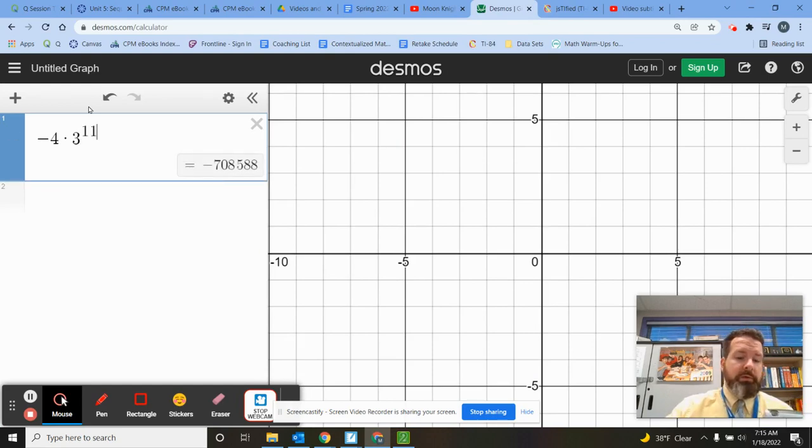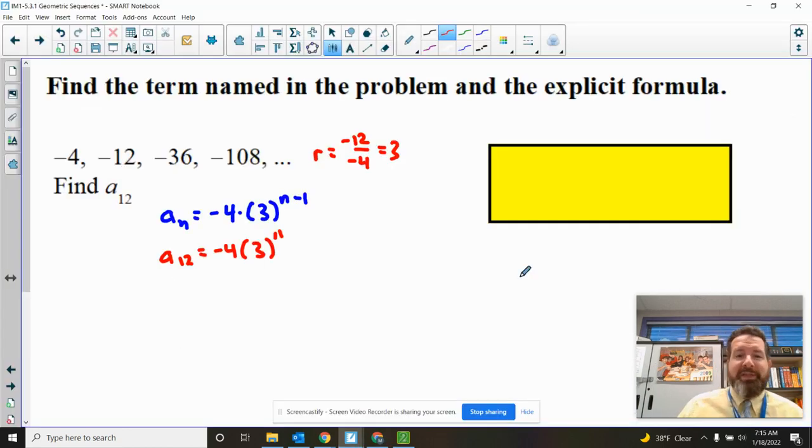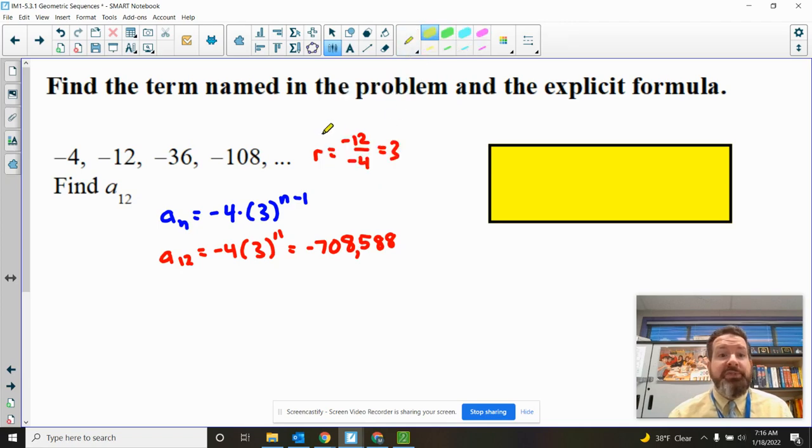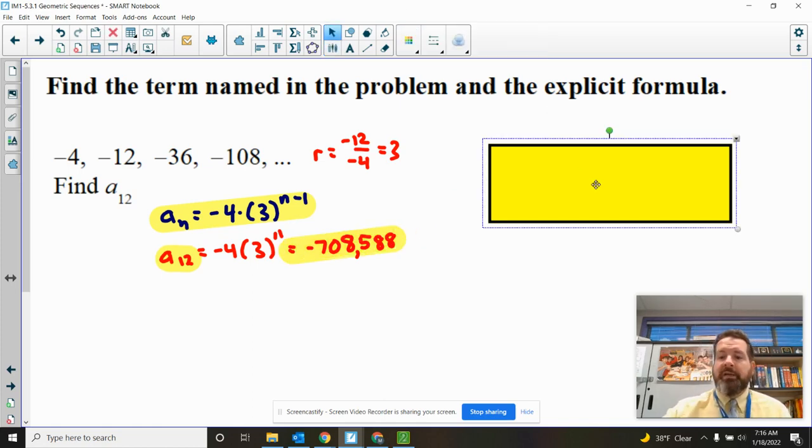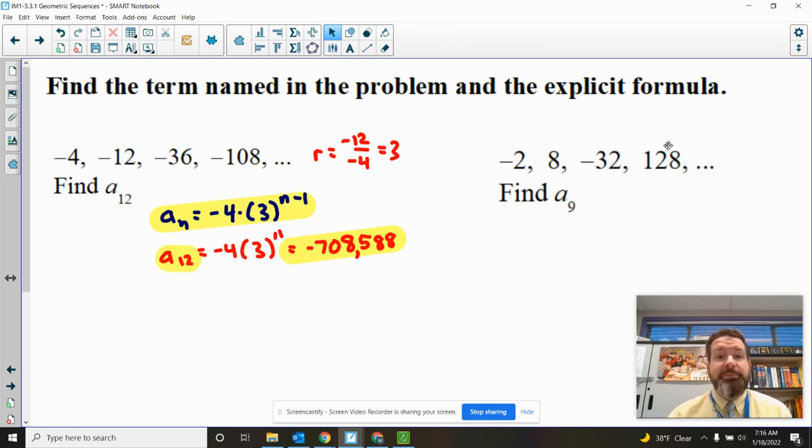Very big, very big. So that 12th term then is the number -708,588. When it's that big, I like to put a comma in so it's easier to read. So notice we were supposed to do two things: find that explicit formula and find the 12th term in the sequence. Okay, quick pause.